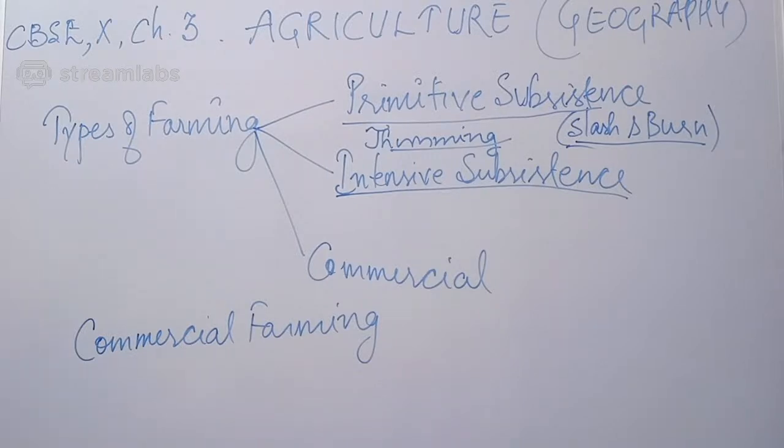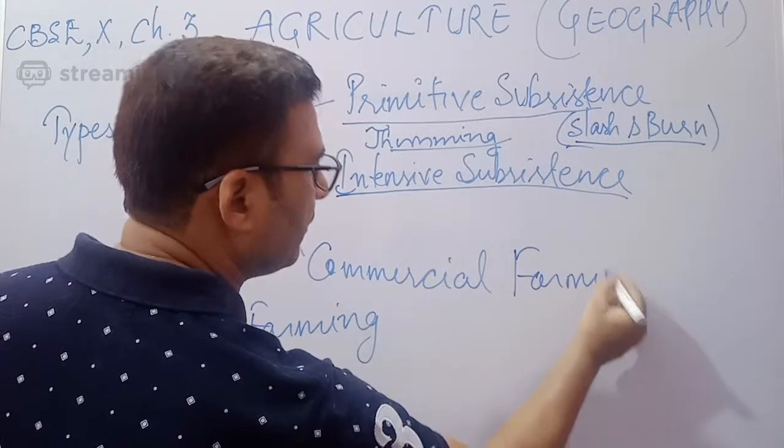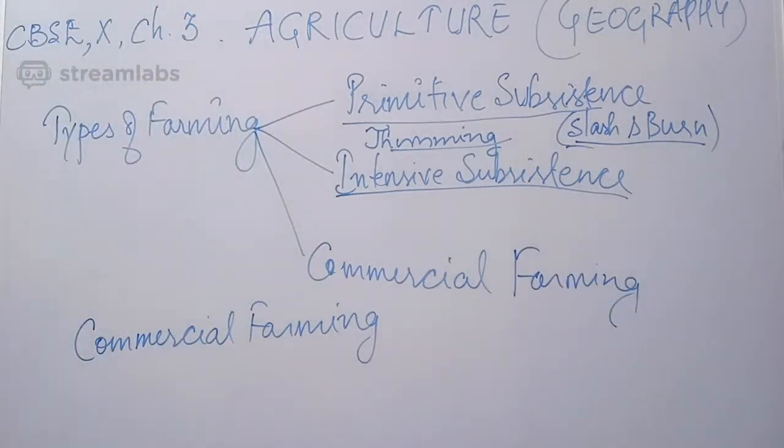Okay, next point, the third one, that is commercial farming. Now I'm going to talk about commercial farming. Now what does it mean? You would know about some agricultural products like tea, coffee, spices, etc. They are exported from India, for international import and export. So let's talk about commercial farming.